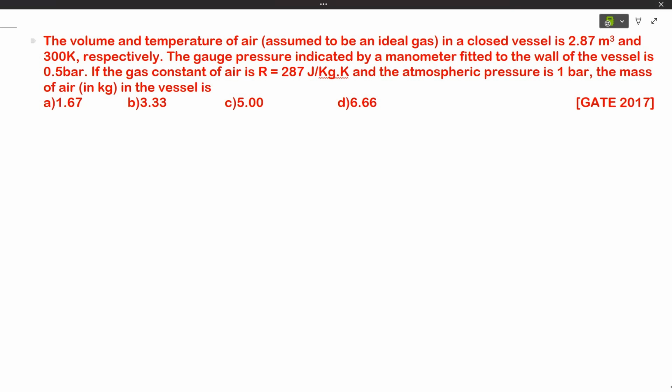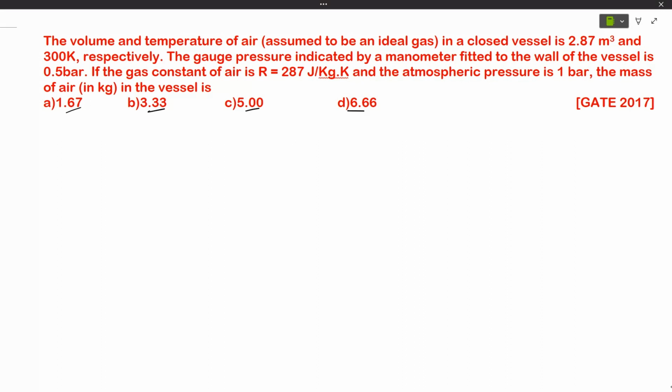Numerical series 4. The volume and temperature of air, assumed to be an ideal gas, in a closed vessel is 2.87 meter cube and 300 Kelvin respectively. The gauge pressure indicated by a manometer fitted to the wall of the vessel is 0.5 bar. If the gas constant of air is R equal to 287 joule per kg Kelvin and the atmospheric pressure is 1 bar, the mass of air in the vessel is: 1.67, 3.33, 5.00, 6.66.